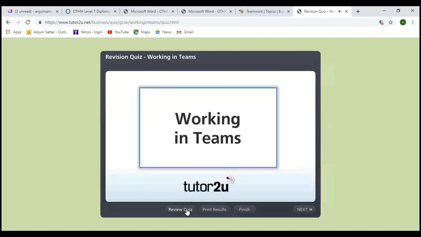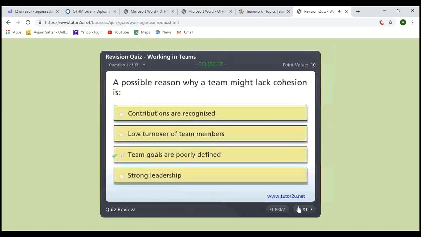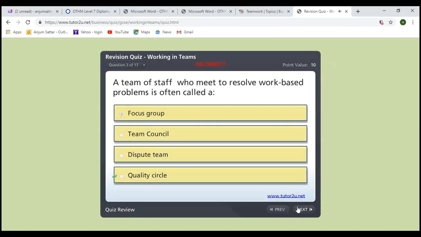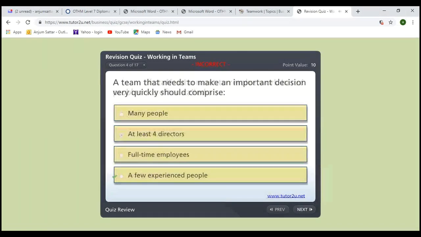Okay, finally. So that's right. If it's not a quiz, first we were right, yes. Second right. Third, a team who resolve work-based problems is often called a quality, yes, focus group team. So we use terms. Okay, next.